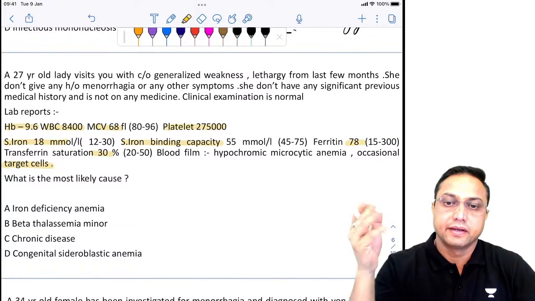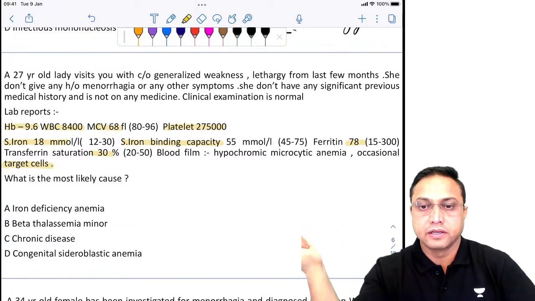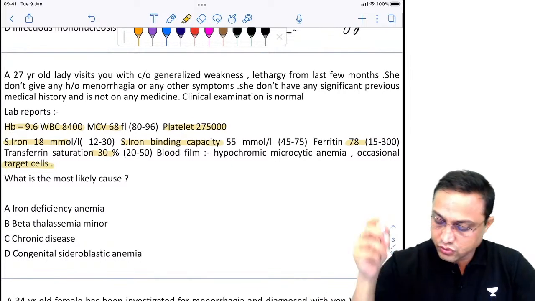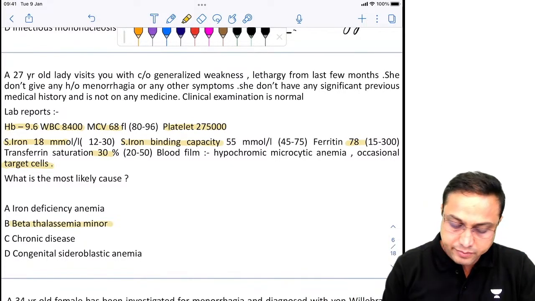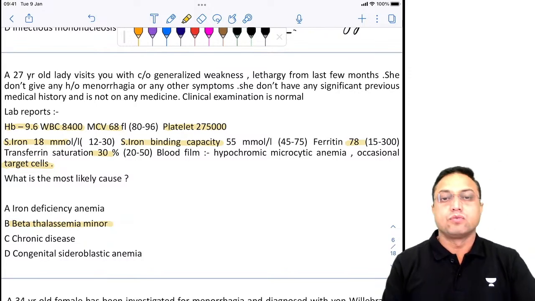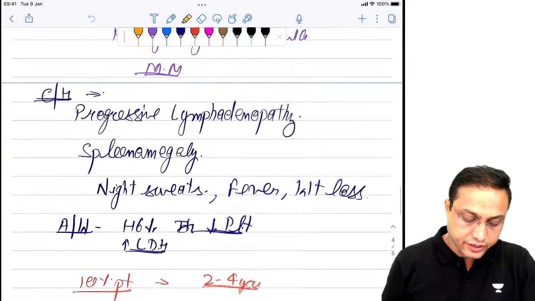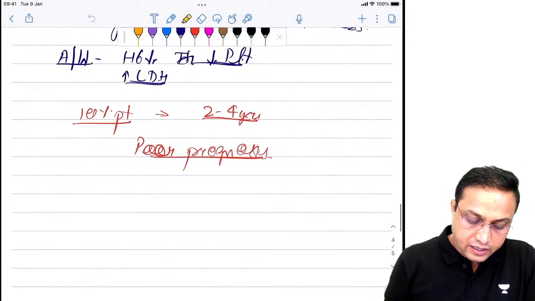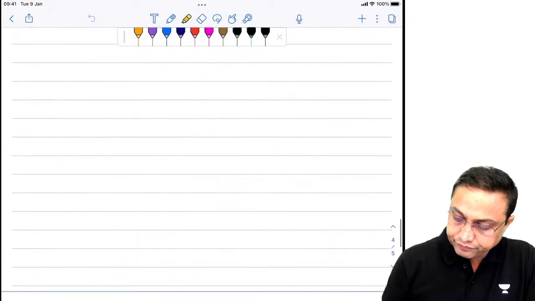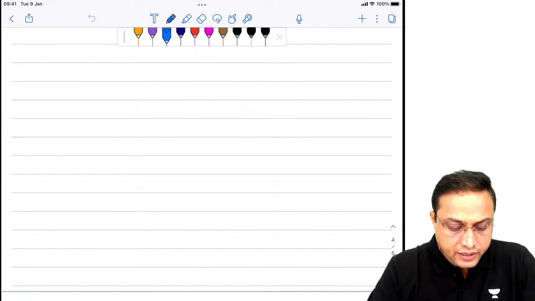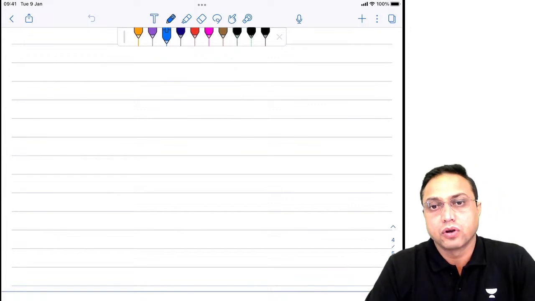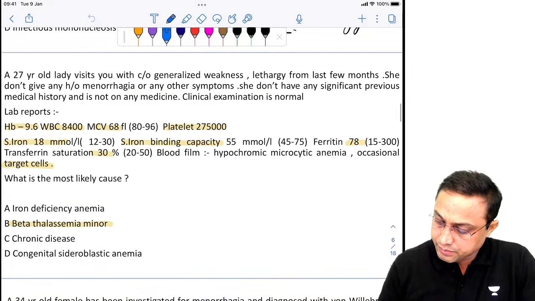So guys, I really appreciate the answer of Gayatri. You have given me the right answer. So it is going to be beta thalassemia minor. See, why is it going to be beta thalassemia minor? Understand the concept over here. There are normal iron studies. First of all, let's see in the question what is happening over here.